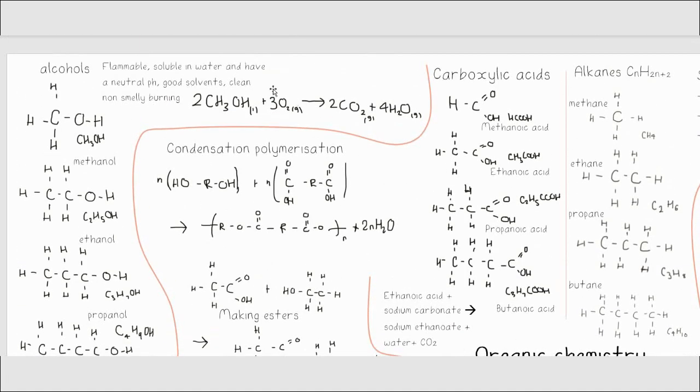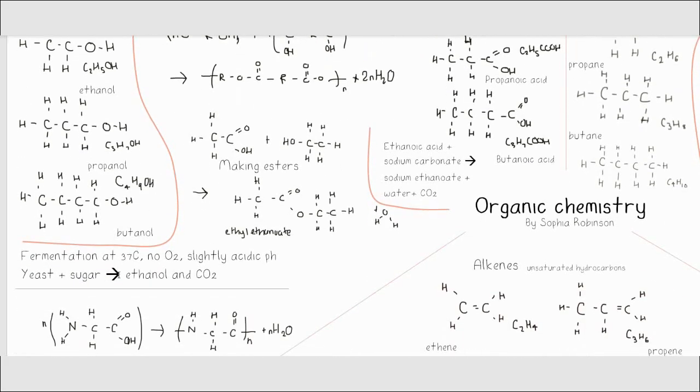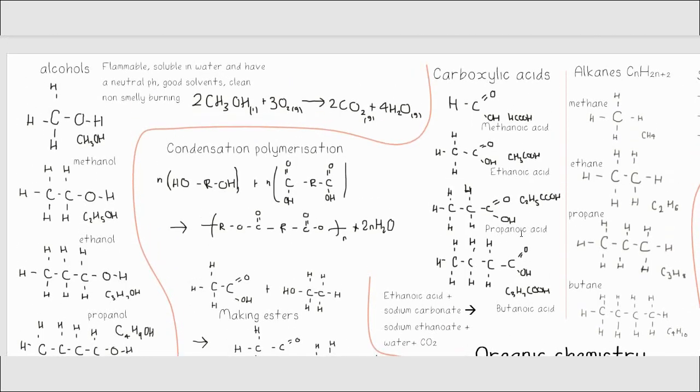Alcohols are also useful as solvents, because they can dissolve oils and fats, as well as everything the water can. The most useful ones being methanol and ethanol. They can also be burnt as fuels because they are clean and not smelly. Furthermore, ethanol can also be made through fermentation to make alcoholic drinks. The process uses yeast to convert sugar into ethanol and carbon dioxide. This happens most efficiently at 37 degrees C, in a slightly acidic pH and no oxygen.